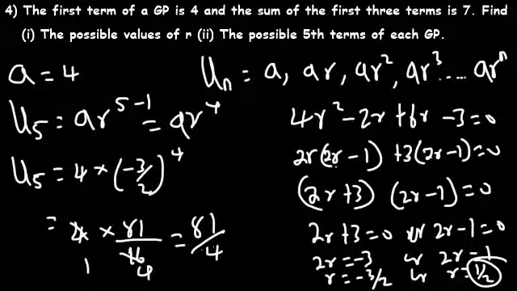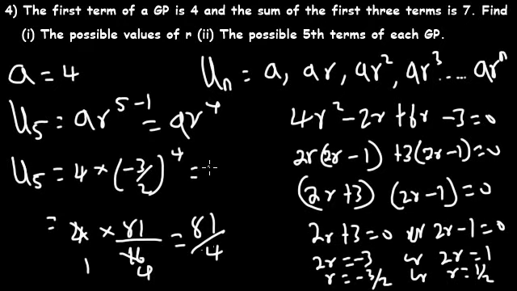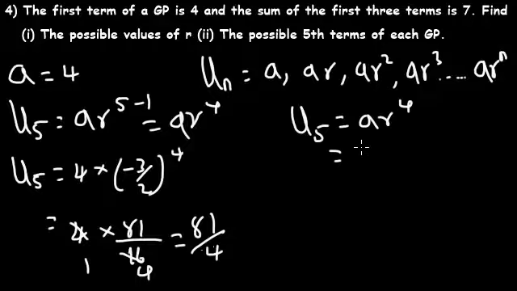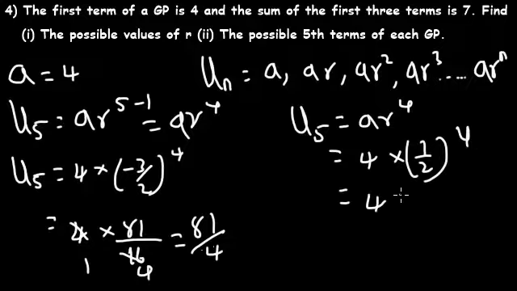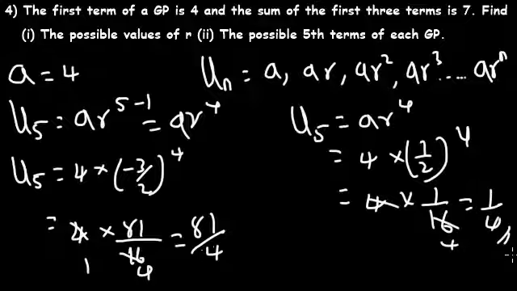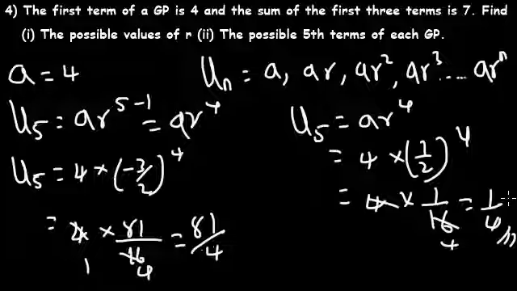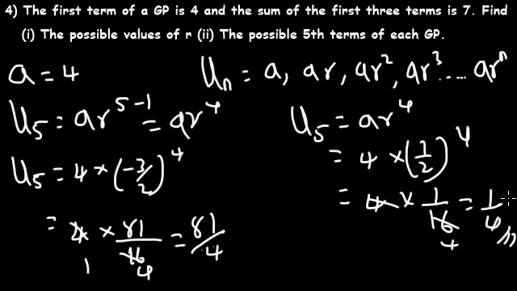And when r is 1/2, the fifth term u of 5 will be, okay, let me just write it somewhere. Let's put it here. When r is 1/2, u of 5 is ar to the power of 4. That's 4 times 1/2 to the power of 4. That's 4 times 1 over 16. 4 here 4. That's 1 over 4. So that gives us the solution to example number 4. So let's move all the way to example number 5.